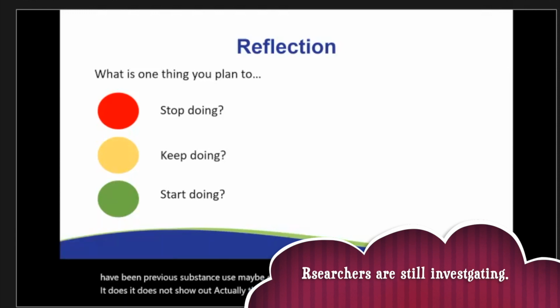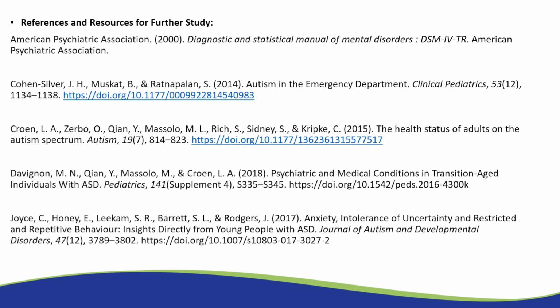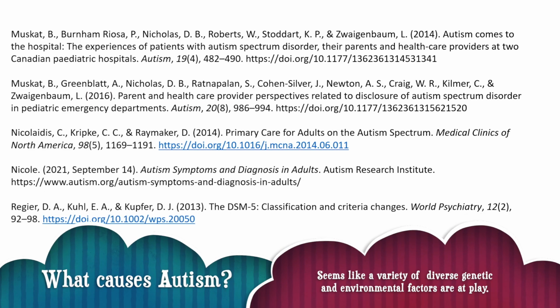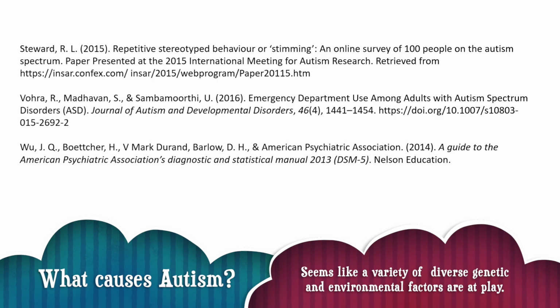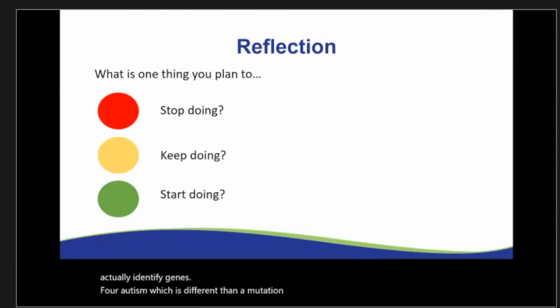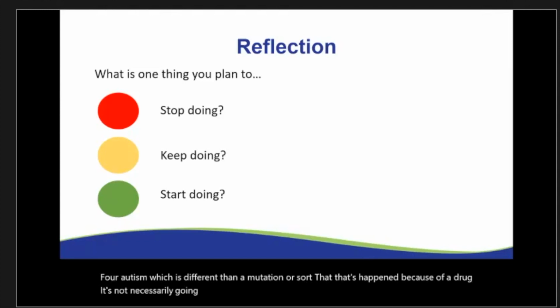There's fetal alcohol syndrome, and there are definitely drug-related syndromes that do show up, but it's not necessarily the same behaviors. It might be more of a learning disability, which is not to say that can't also co-occur with autism. Sure. But I think we're getting closer to being able to actually identify genes for autism, which is different than a mutation that's happened because of a drug.